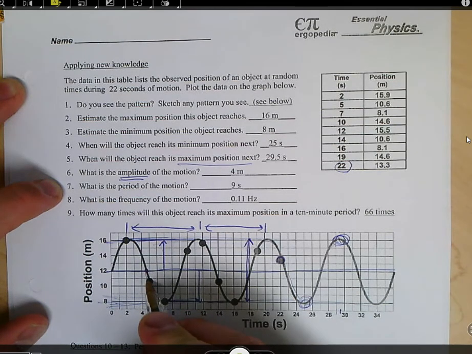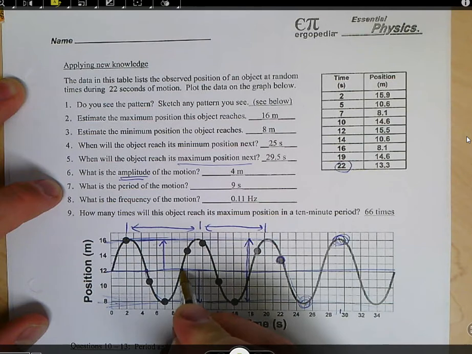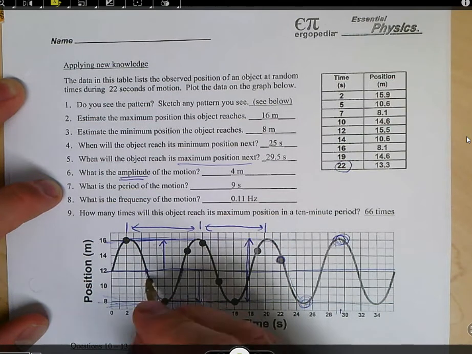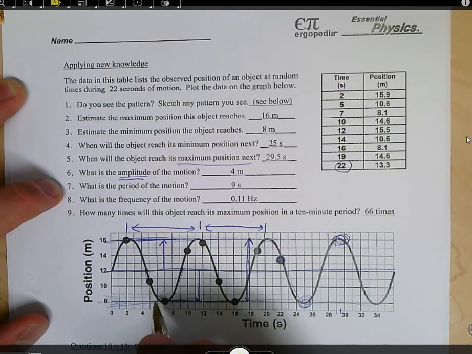say, oh, well, it only takes up to here to get back to the same position, but that's not one period, because it's not traveling in the same direction. So it's really when the situation repeats itself. So when you start from here, you go down, up, and then back down, then that's a period.